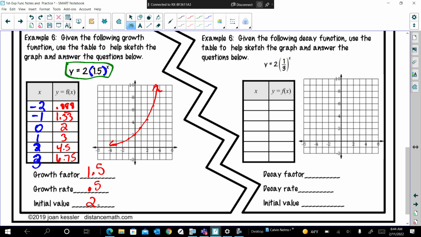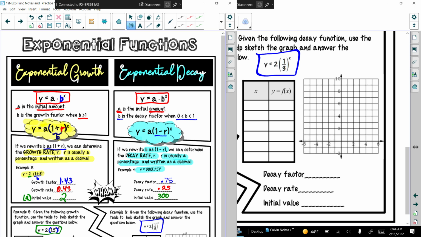All right, so if you look at example 6, our equation right here is y equals 2 times 1/3 to the x power. Is this a growth or a decay? It's a decay. 1/3 is less than 1. If they give you a fraction and that fraction is less than 1, it's going to be a decay. The fractions work fine at the end.